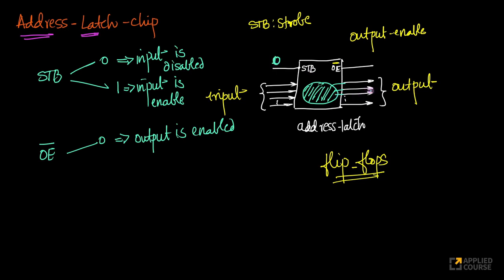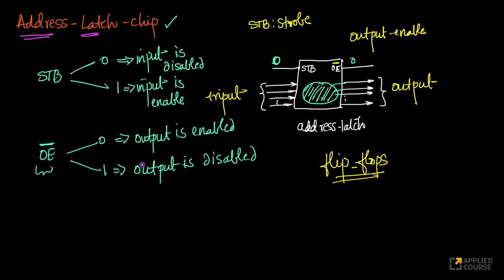If I want to read this output on the output lines, I make my OE equal to 0. So output is enabled. When this is 1, output is disabled, which means whatever output is here, no output comes here. Output is disabled. And why is it the opposite logic? Because it is active low. When OE is low, output is enabled. When OE is high, output is disabled. Very simple logic here. This is called an address latch chip.